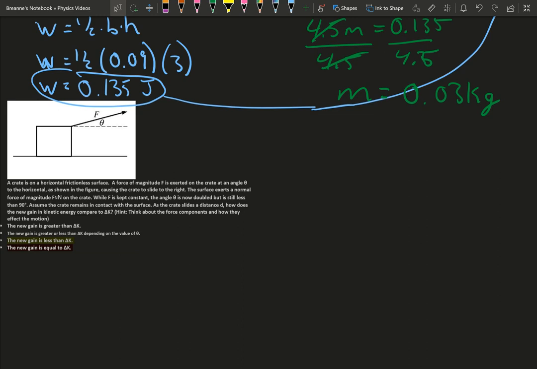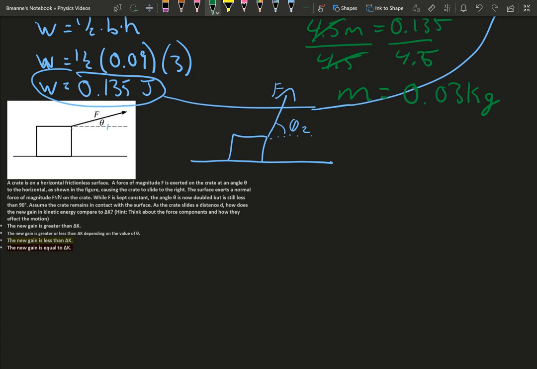So basically, you're trying to compare the two kinetic energies in this situation. So you have one situation, and then you have another situation, and it says that your theta is bigger. So it's kind of like going like that. And so this would be theta 1, this is theta 2. Your force stays the same. You're just increasing your theta. So you have to think about it.